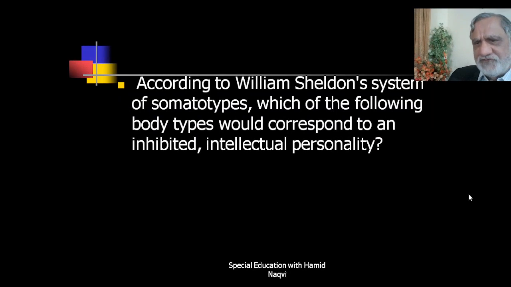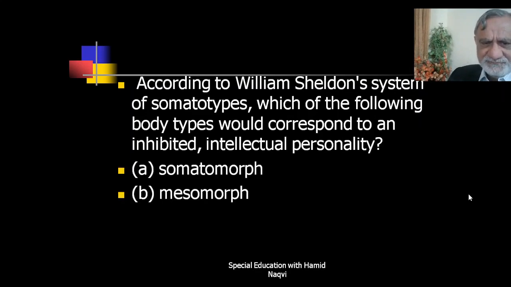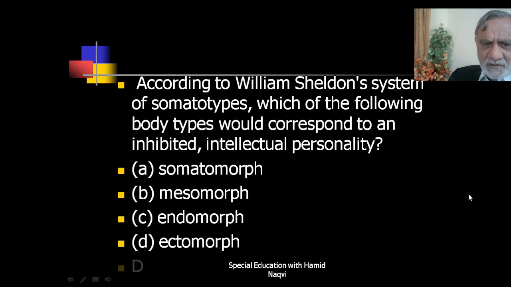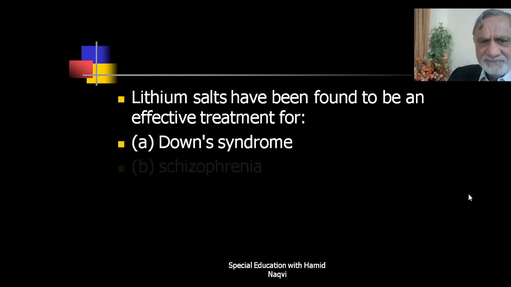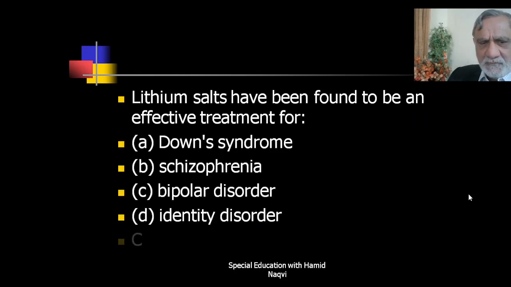According to William Sheldon's system of somatotypes, which of the following body types would correspond to an inhibited intellectual personality? Correct one is the last one. Lithium salts have been found to be an effective treatment for, C, bipolar disorders.